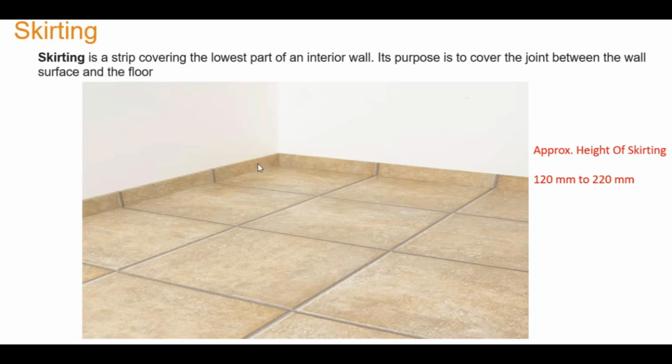This is the skirting on the wall, okay? And the approximate height of a skirting is 120 millimeter to 220 millimeter. But when we calculate the skirting, we'll just take it as meter length. And the unit of skirting will be in meter length or in feet length. Okay, so let's go into the AutoCAD and see how to calculate this.